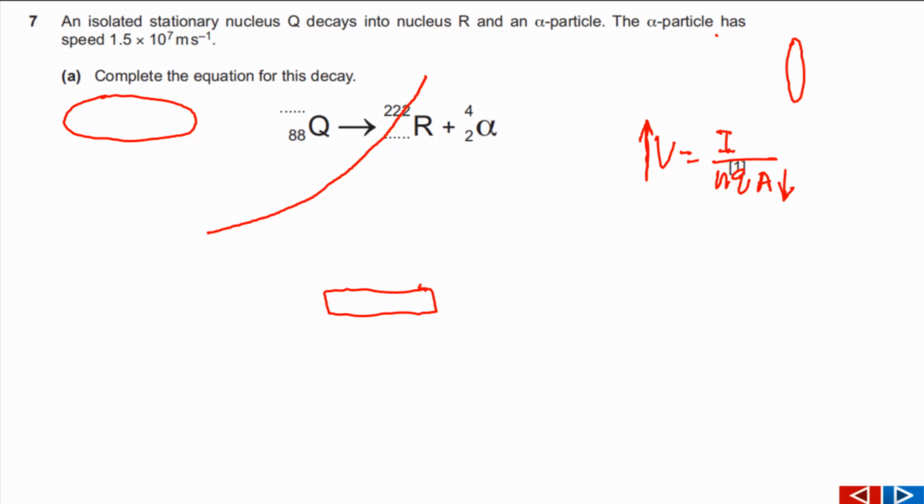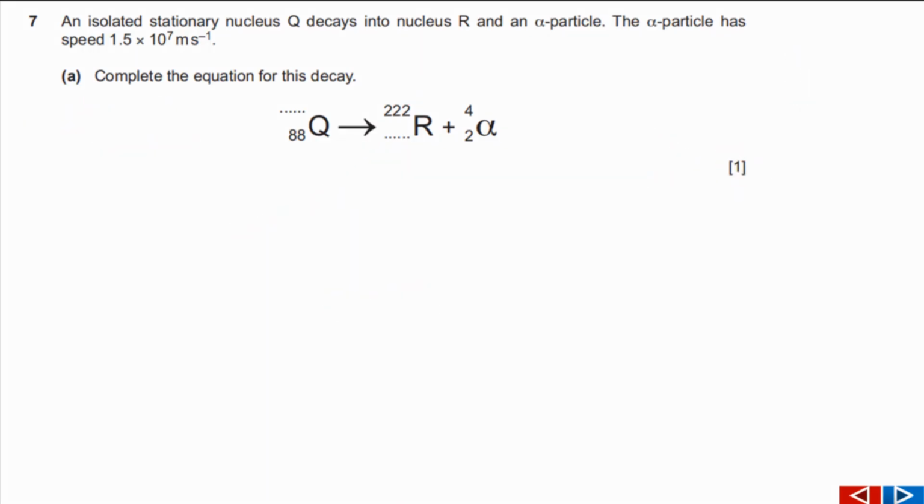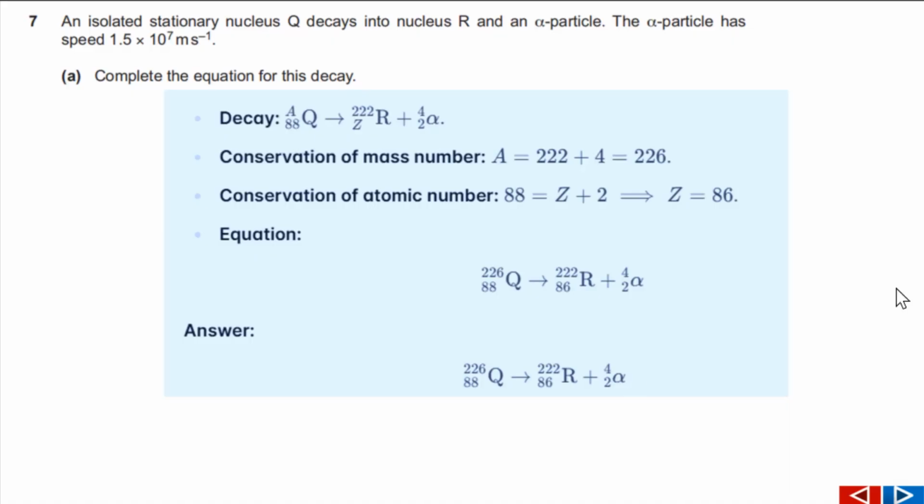Now the last question. For the last question, this is just a straightforward one. Simply you need to understand mass number has to be the same, charge has to be the same, means mass number is conserved, charge is also conserved. So you can figure out. If you have done this one, all these steps are written here for you. So this is your final answer.